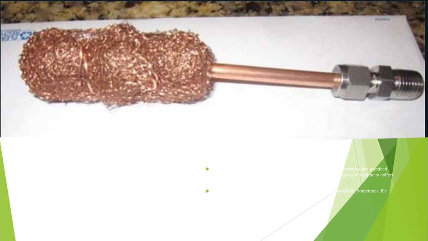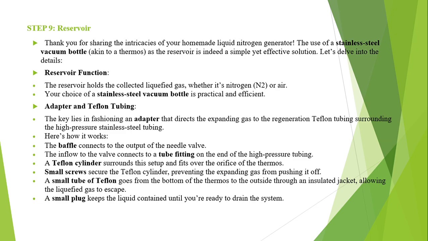As you can see in the diagram, step 9 is the reservoir. Reservoir function: the reservoir holds the collected liquefied gas, whether it's nitrogen or air. Your choice of a stainless steel vacuum bottle is practical and efficient. Adapter and the Teflon tubing.